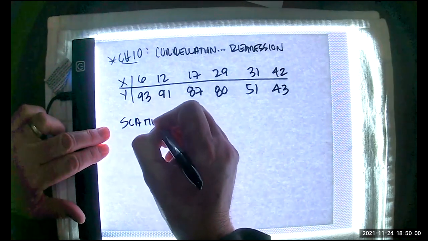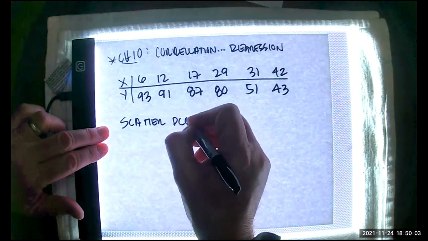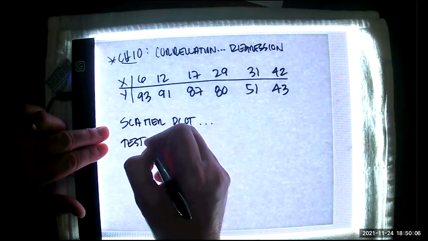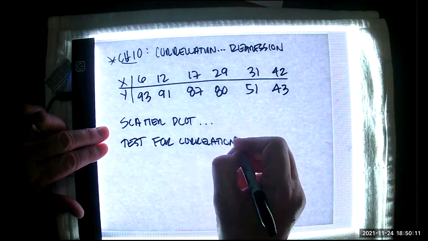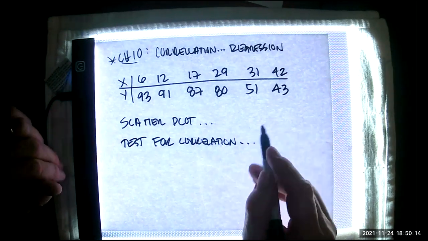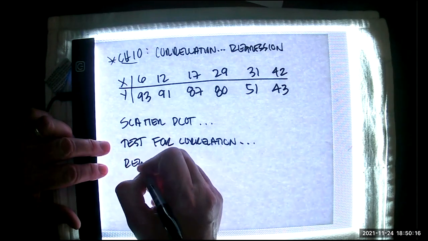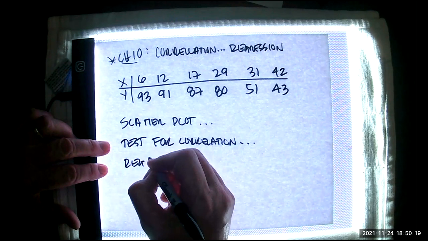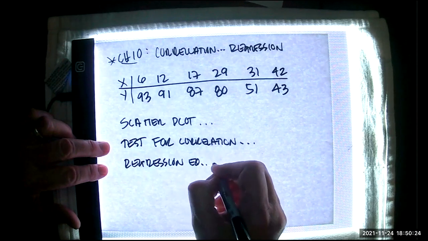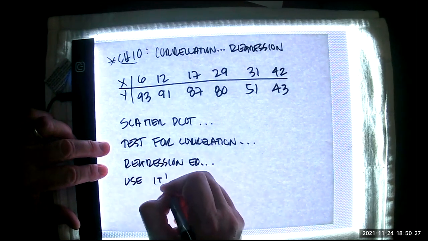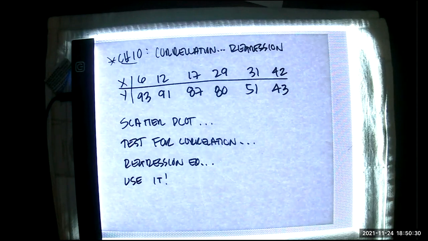We are going to construct a scatter plot. We are going to test for correlation. And regardless of what we find, we're going to find the regression equation, and then we shall use it. So those are the things we're going to do with this data set. Chapter 10 is a very, very, very calculator heavy piece of arithmetic.